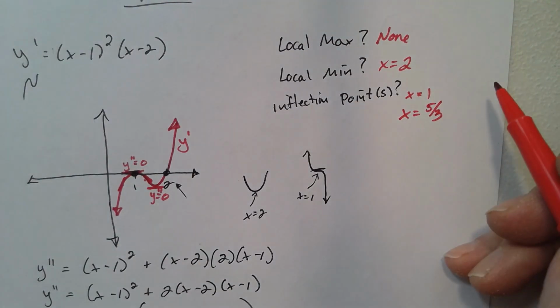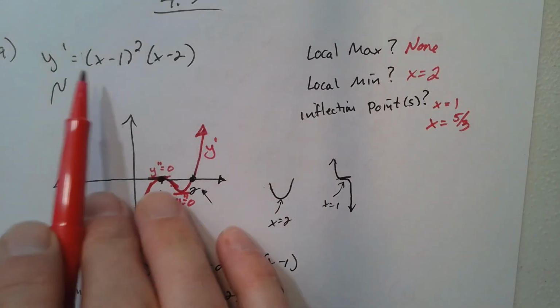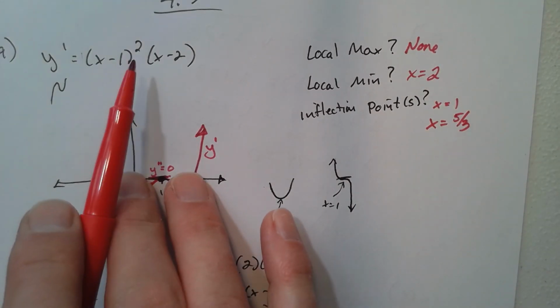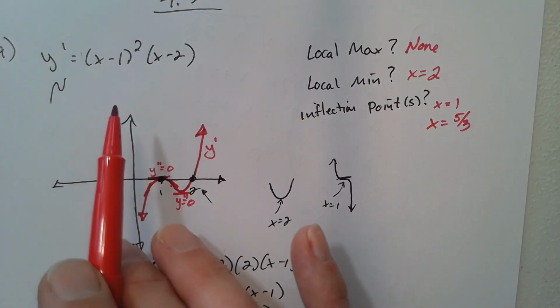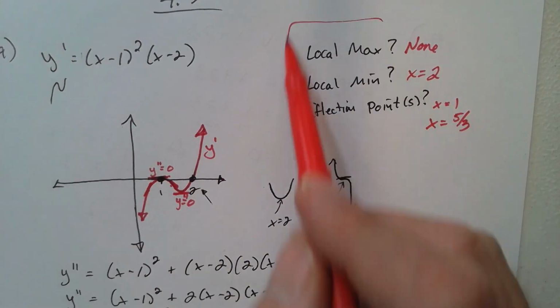Again, we don't know what the y value is because we need the original equation for that. We could find the antiderivative here, but we'd have plus c, and we don't know what c is without an initial value. So this is what we know.